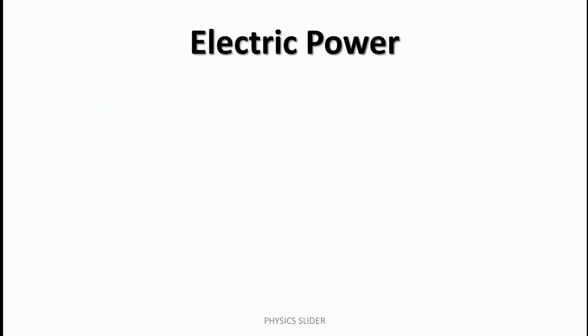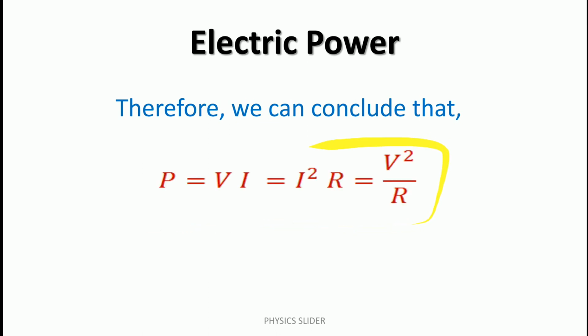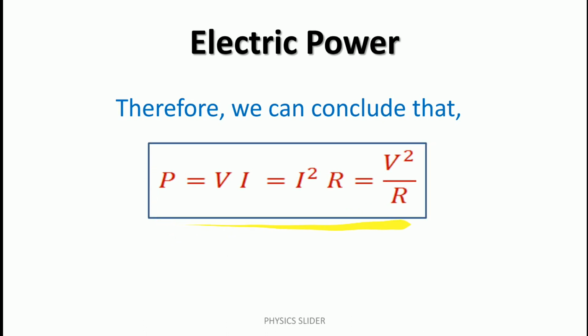Now let's talk about more. We can conclude that the different formulae of the electric power are P is equal to VI is equal to I square R is equal to V square upon R. These are the formulae for electric power.